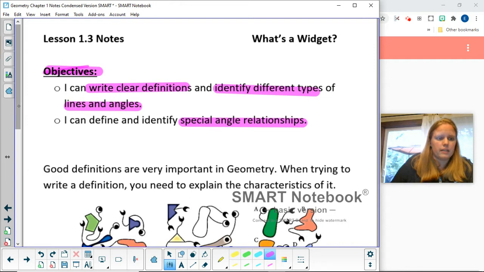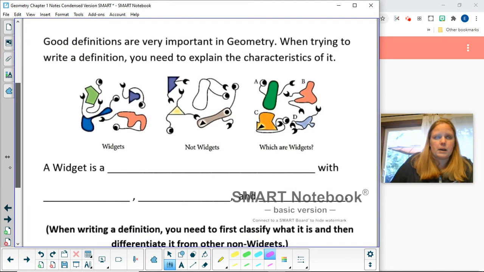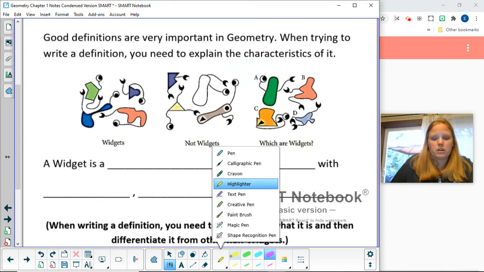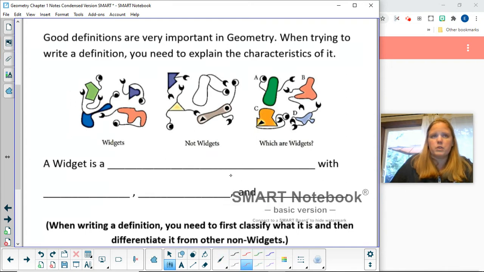The reason why they titled this as What's a Widget is they want you to really think about how you write definitions. For geometry, it's really important to be specific because if we say line, then we know that it's going on forever. Whereas if we say segment or line segment, we know that it has a specific start and stop. So it's really important that you describe all the characteristics of what you're trying to define. So they use these widgets, they call them, to force us to give a really good definition.